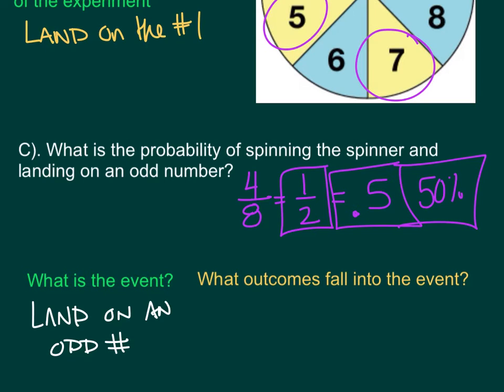Now, what outcomes fall into the event? A lot of times in probability, when we talk about an event, we're going to put an uppercase E, and we'll just list the outcomes. What are the odd numbers? Well, we had already circled them: 1, 3, 5, and 7. You'll see a lot of this terminology, and I'll keep reviewing it for you. The event is just what we wanted to happen, and then we listed the outcomes that could happen.